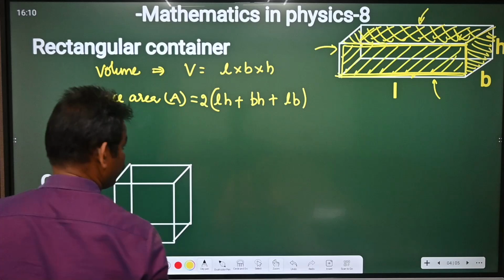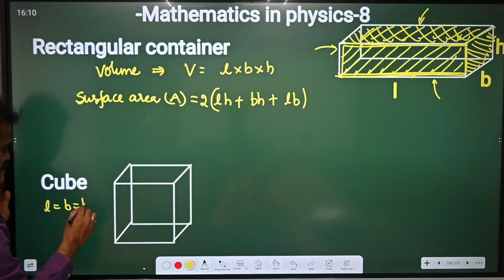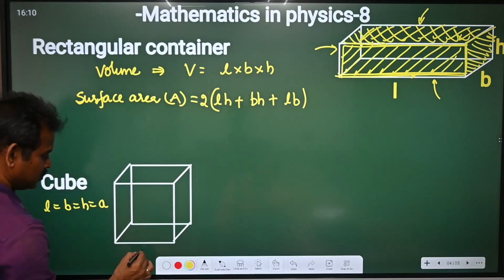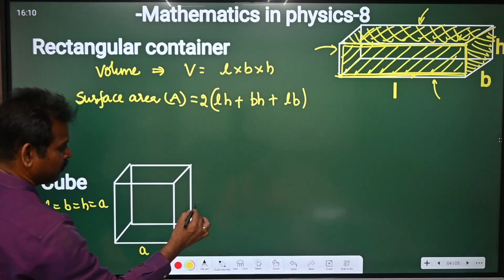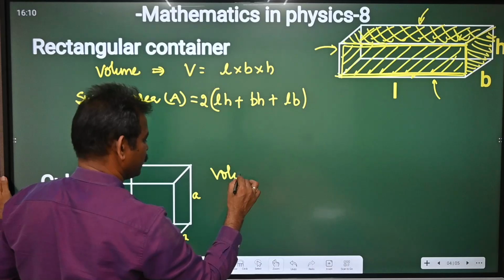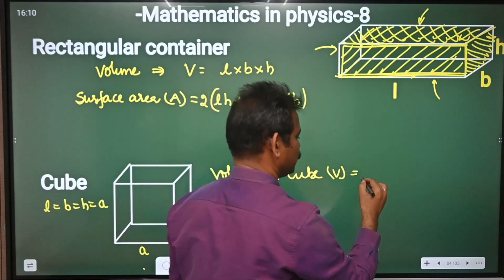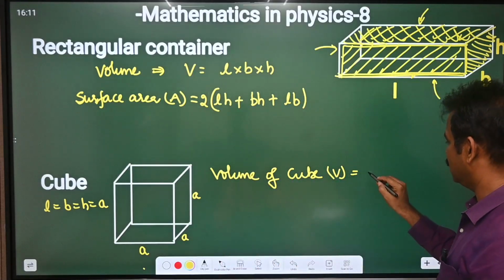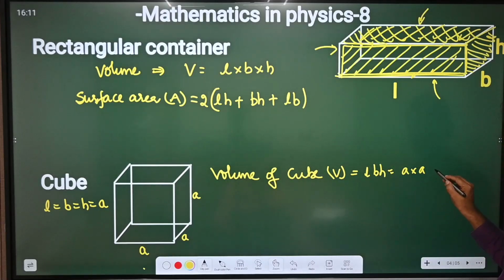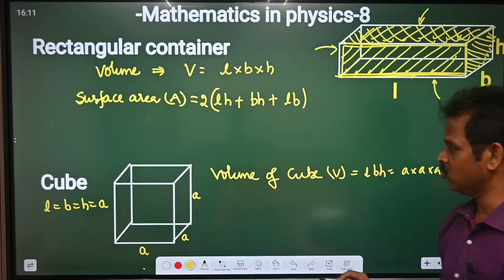Now, if you take a cube, both are similar. The only thing is for a cube, L is equal to B is equal to H is equal to some side. Let me take it as A. So the length is A, width is A, and height is also A. Then the volume of a cube is given by the formula LBH only. L is equal to A, width is equal to A, height is equal to A. The volume of the cube is given by A cube.